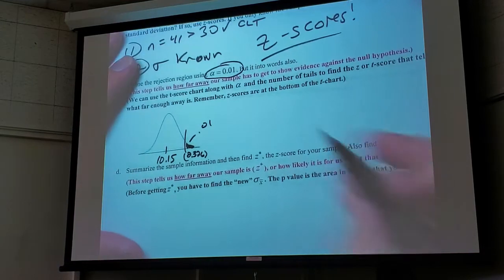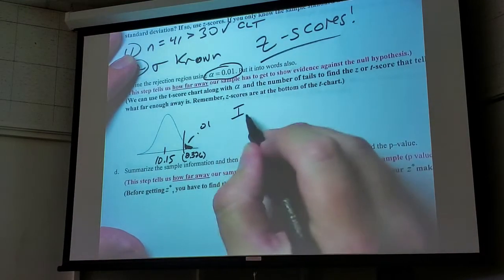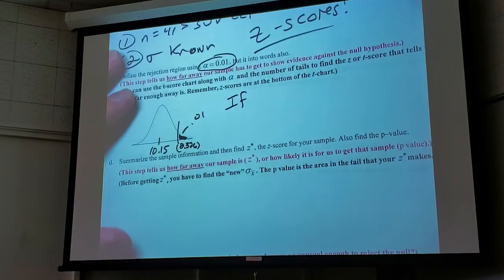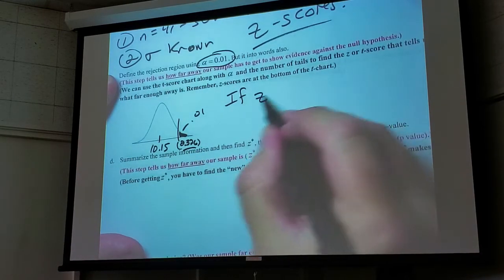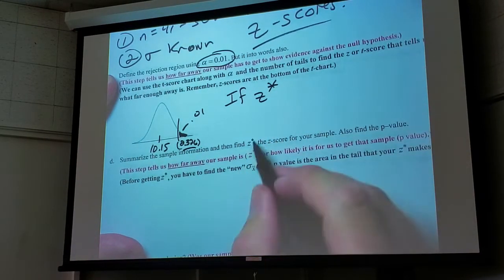So here's how we say this. Does everybody agree with me that there's a z-score sitting on my paper already? 2.326, right? So what I do for myself, and I'm asking you to do this too, I call the z-score that we get from the sample z-star. You're going to find out why I do. But there's already a z-score here, correct? So if our z-score, we'll call it z-star, you can see it down here.